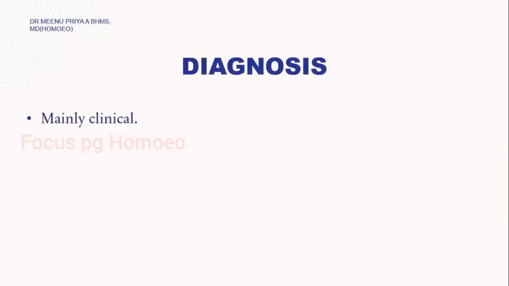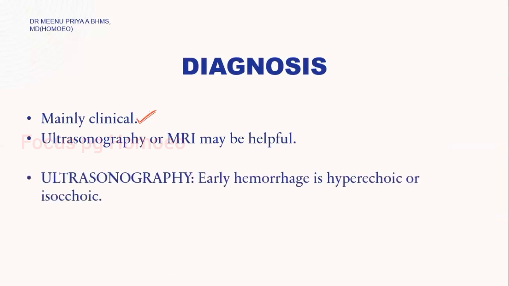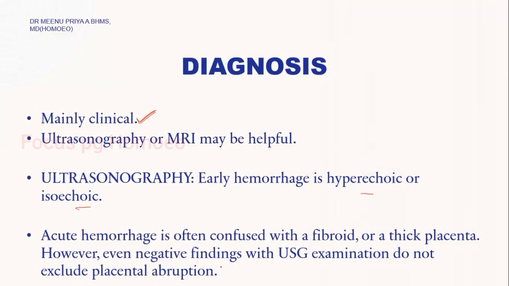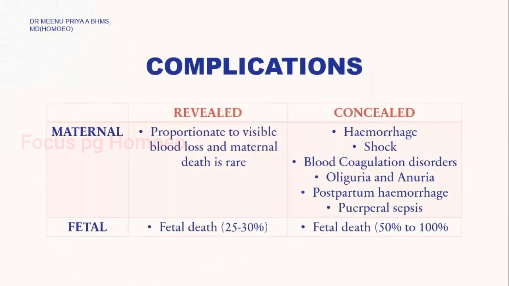Next is diagnosis. It is mainly a clinical diagnosis, because the visible symptoms are seen, but this is not possible in the concealed type. Ultrasonography or MRI may be helpful. On USG, early hemorrhage is hyperechoic or isoechoic. Acute hemorrhage is confused with a fibroid or a thick placenta. However, even negative findings on USG examination do not exclude placental abruption. So when negative findings cannot exclude placental abruption, we have to correlate with the clinical presentation.